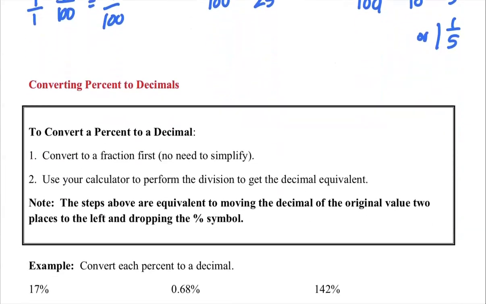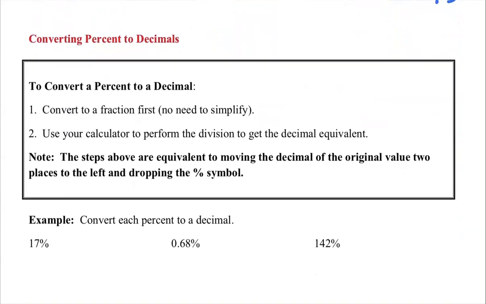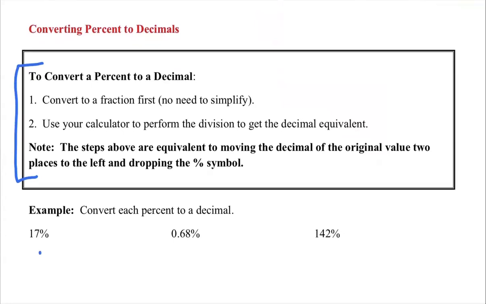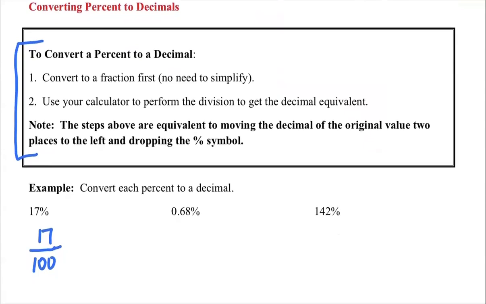Converting percent to decimals. Convert to a fraction first. 17% means 17 out of 100, because that percent sign translates to out of 100. And then we'll grab the calculator and do 17 divided by 100 and see that this is equivalent to 0.17.